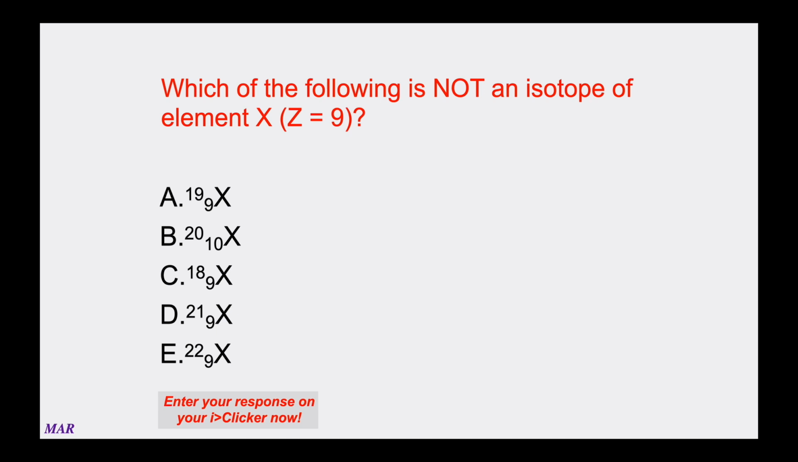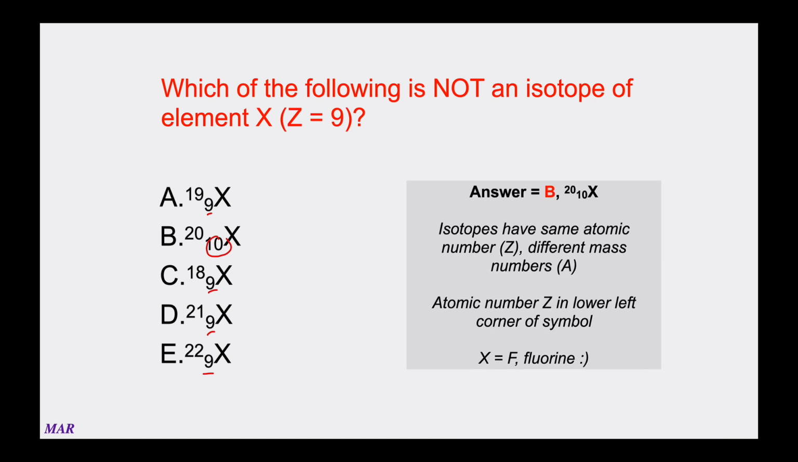So if you look, all of them have a 9 there except for B, all right? And those 9s are the atomic numbers. That's the Z value, Z equals 9. So number B there with 10 protons is not an isotope, all right? 10 would be a different element. If you change that number, that atomic number, you're changing the element. So number 9 on the periodic table is fluorine. So A, C, D, and E are all isotopes of fluorine.